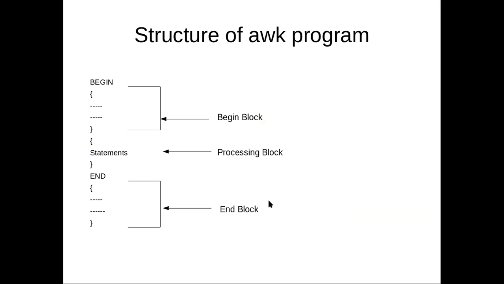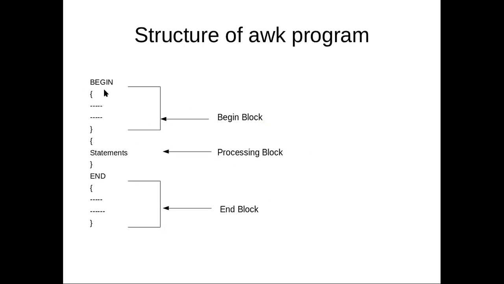If we want to do advanced operations on the data of the file, we can use awk as a programming language. So this is the structure of the awk program. An awk program contains three blocks: begin block, processing block, and end block. The begin block starts with the keyword BEGIN. It has to be in capital letters, then followed by open curly braces and the set of statements and closing curly braces.